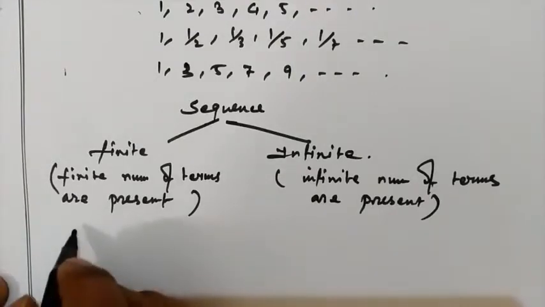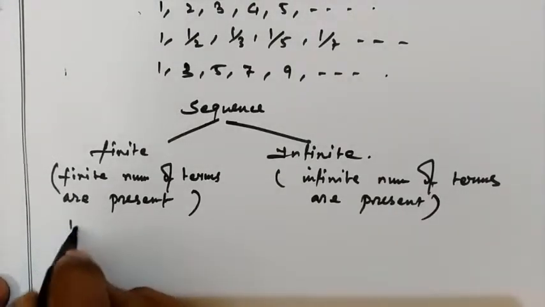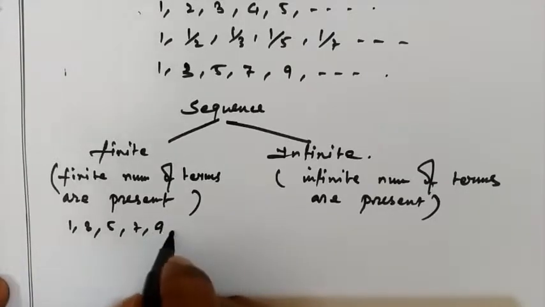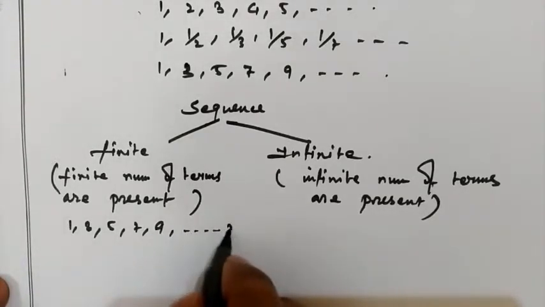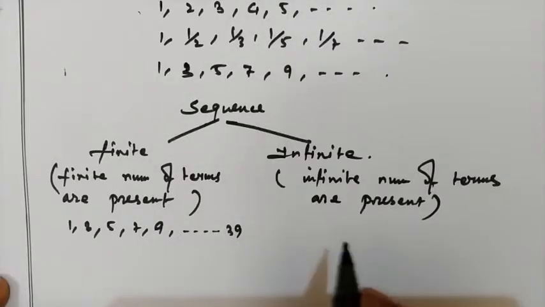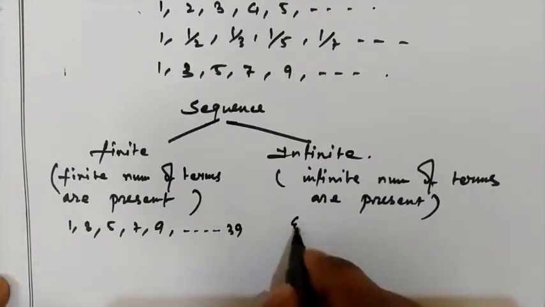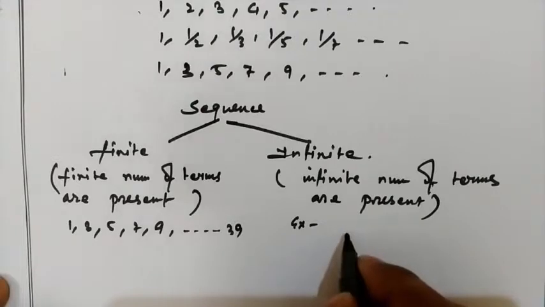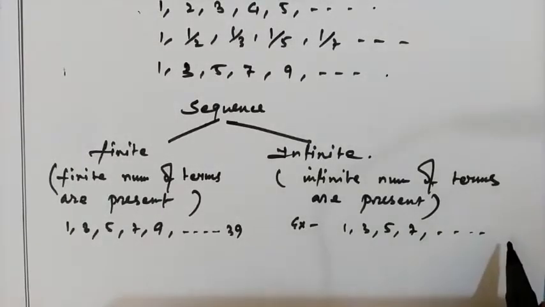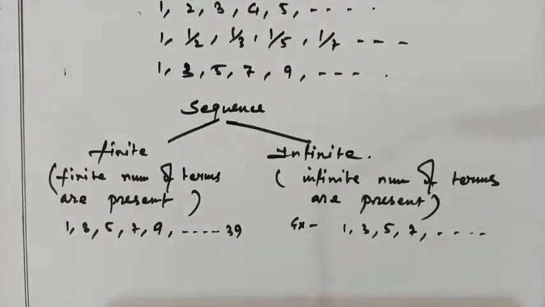An example of finite sequence is like 1, 3, 5, 7, 9, up to 39. This is an example of finite sequence. Finite number of terms are present. An example of infinite sequence, like this you can give 1, 3, 5, 7. No nth term is given, that is infinite sequence.